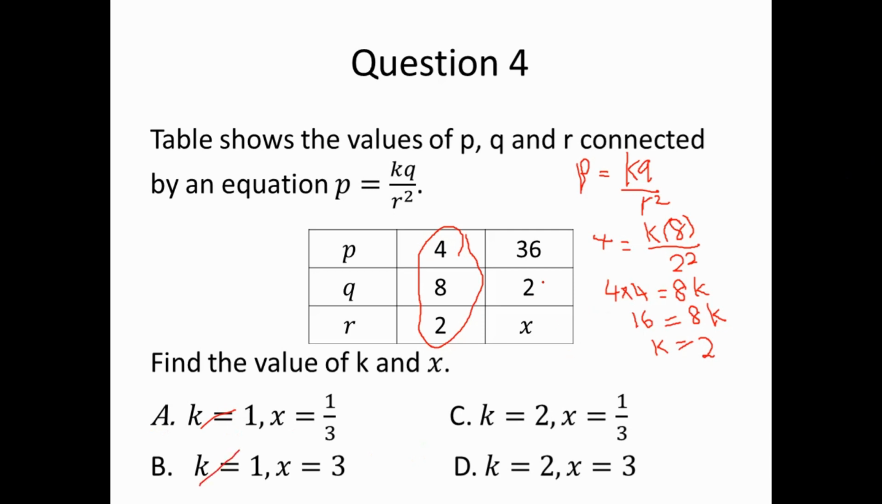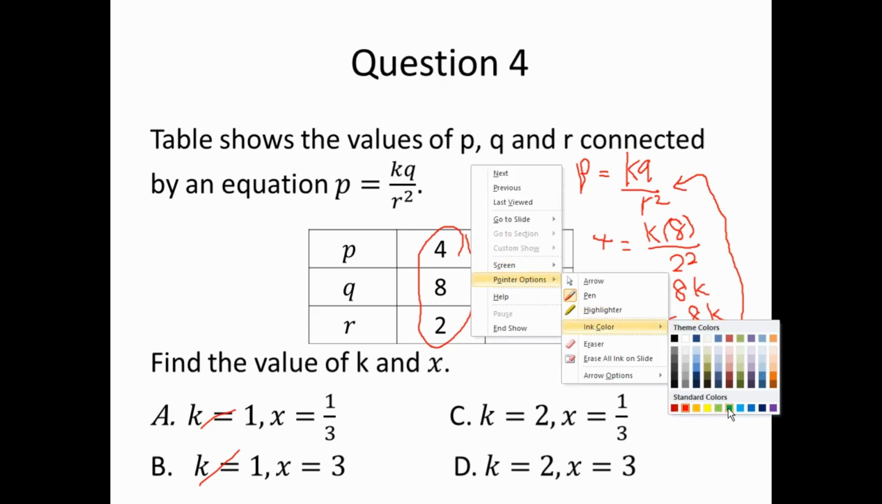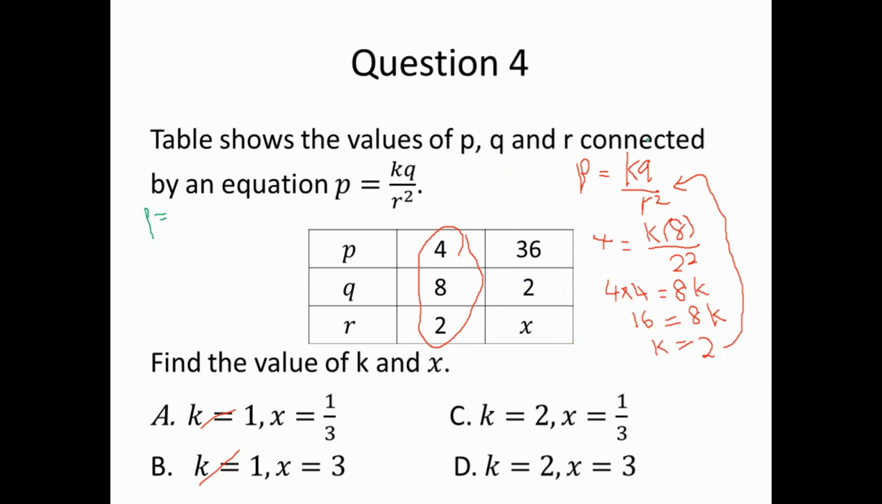We have to find the value of x. Before that, put back the value of k into this equation. I use another color. Then we will have P equals 2Q over R squared. Then by using the second pair of P, Q, R, we can find the value of x. P is 36, Q is 2, R is x squared. So 36 x squared equals 2 times 2, which is 4. So x squared equals 4 over 36, which is 1 over 9.